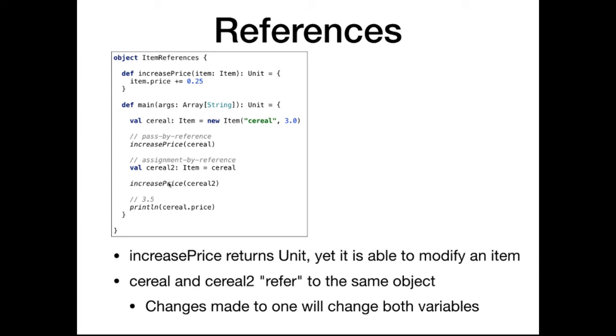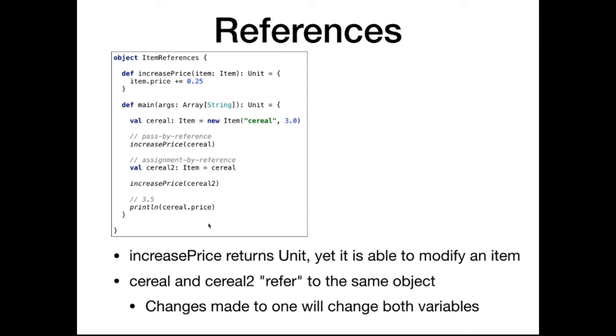And any change I make to one, if I increase the price of cereal2, cereal now costs $3.50. Even though I never said, hey, cereal, increase your price, I used it in a method call. That increased the price, and cereal2 went in the same method. All of these, cereal2, cereal, and item, all referred at those times to the same cereal, that same item, that same object. So all of those price increases, those two price increases, are reflected in cereal. So the changes you make to an object will reflect everywhere that object exists.